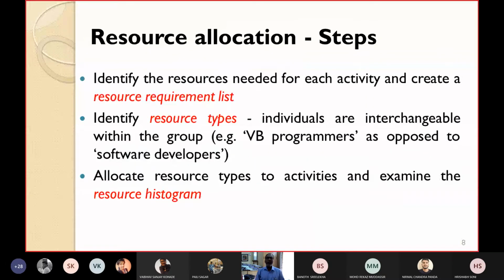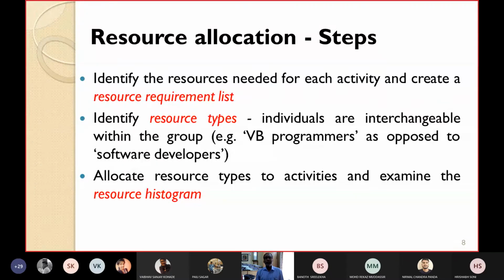Now we'll come to the actual topic, how to allocate resources. Resource allocation: what steps will be followed for allocating the resources? These three important steps will be followed. First step is to identify the different resources which are required for each activity, and then prepare a resource requirement list. So first you identify the resources required for each and every activity, and then create a list called the resource requirement list.